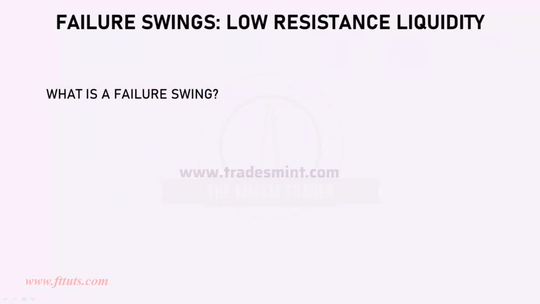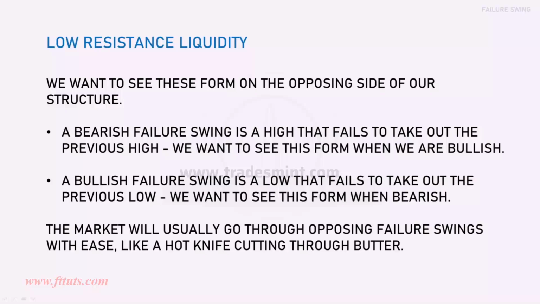Now, first of all, what is a failure swing? A failure swing is a swing high that fails to take out another swing high, or a swing low that fails to take out another swing low. So this is low resistance liquidity, and we want to see this form on the opposing side of our structure.